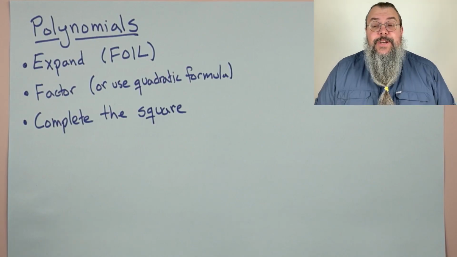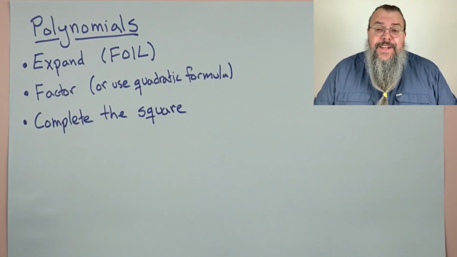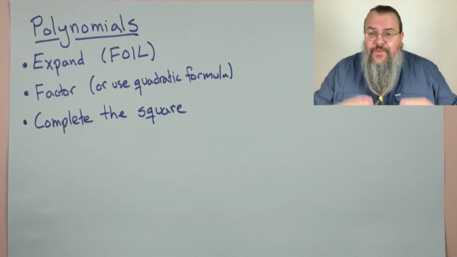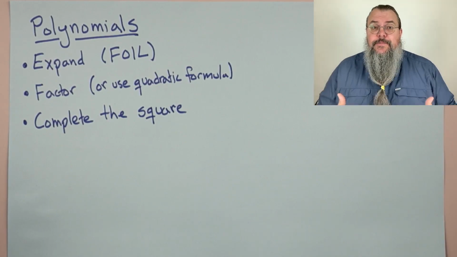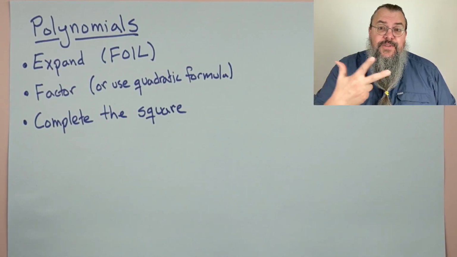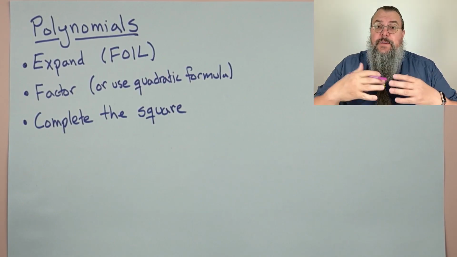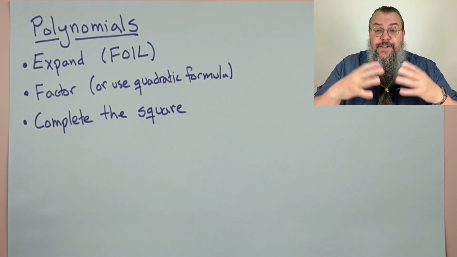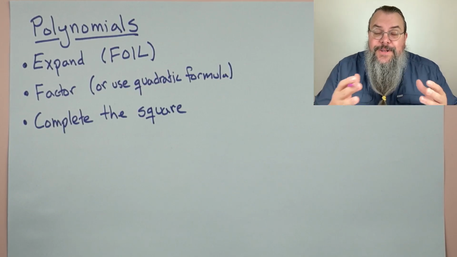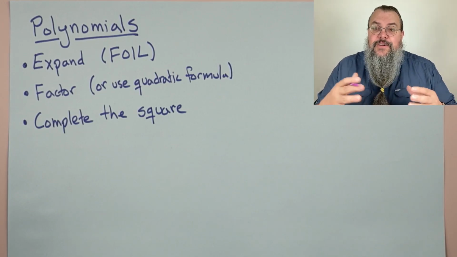So the first thing we should talk about are polynomials. Now, these are going to be used over and over and over again. So we want to make sure we're comfortable with polynomials. And there's 3 skills we want to be able to do. Our first is to be able to expand. Now, you might know the acronym FOIL, which stands for first, outer, inner, last.